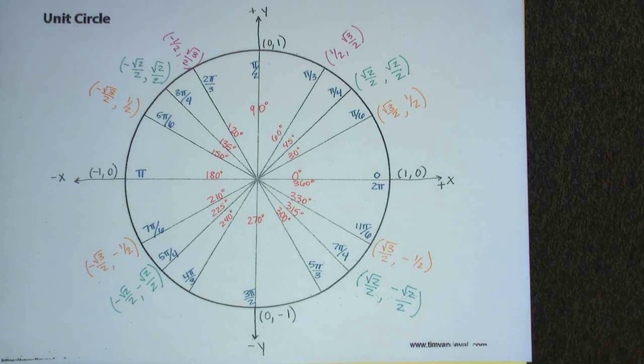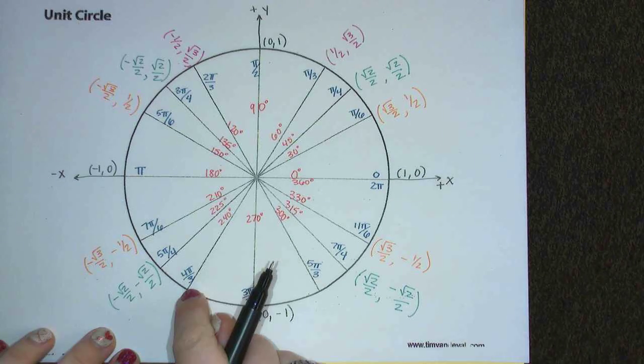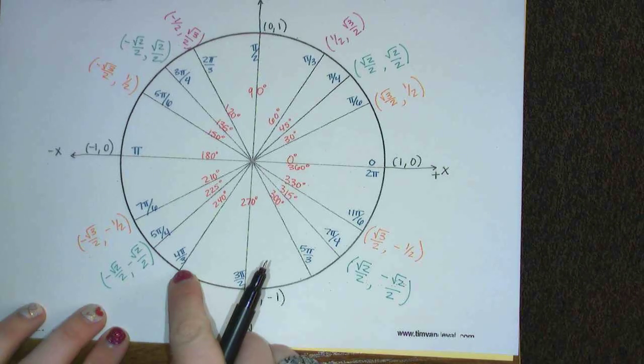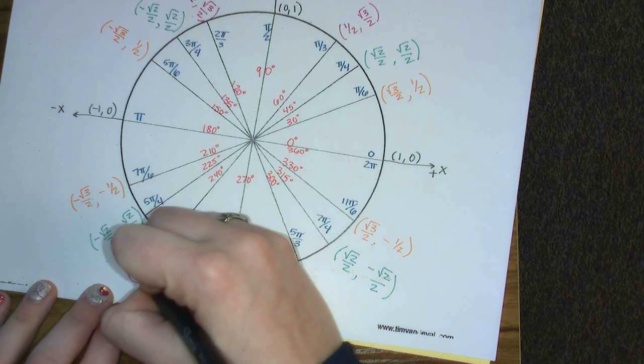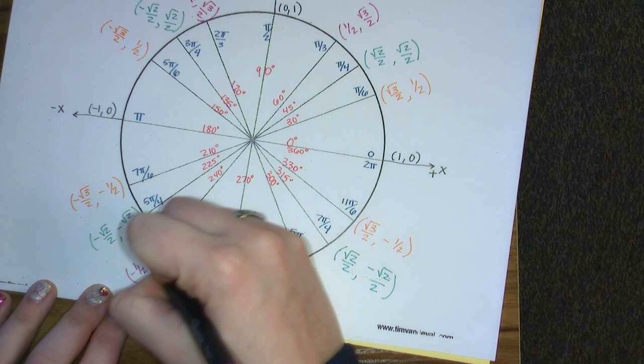Okay, so then all the way down to 4 pi over 3 at the bottom. Both values are negative. So I've got negative 1/2 and negative root 3 over 2.